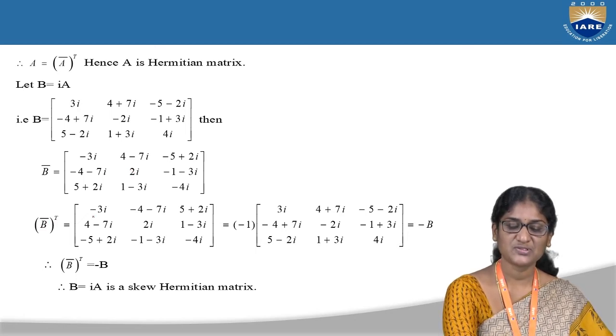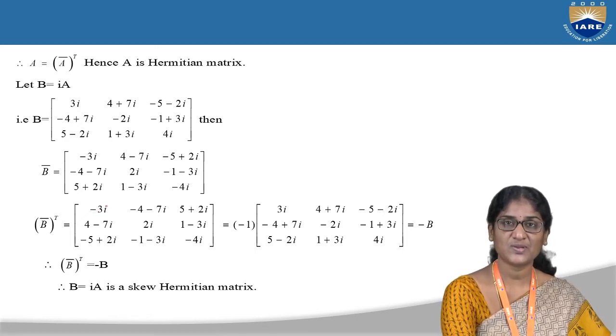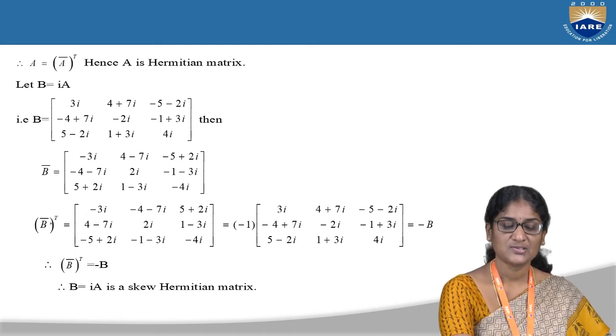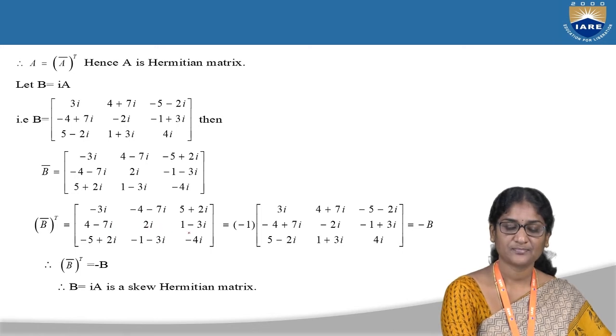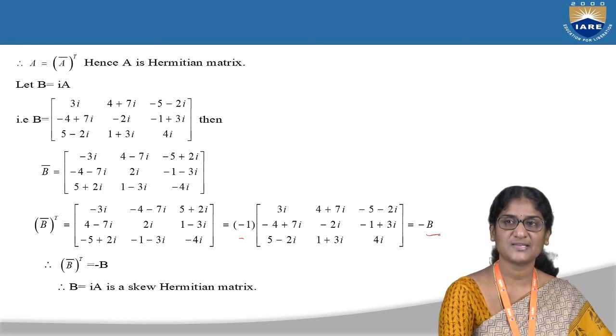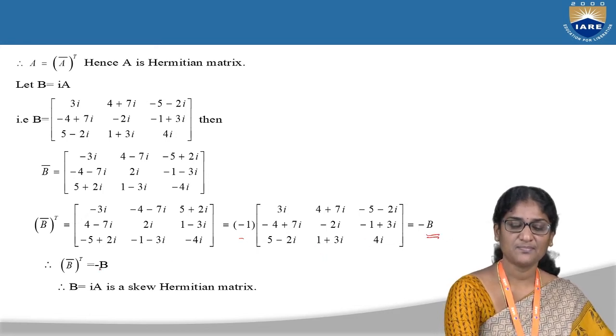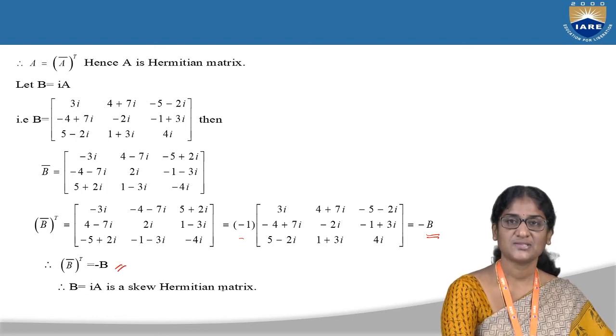So B bar transpose is equal to, what is B? B is nothing but the iA matrix, A multiplied with the imaginary number i. So B bar transpose is equal to minus 3i, minus 4 minus 7i, 5 plus 2i, 4 minus 7i, 2i, 1 minus 3i, minus 5 plus 2i, minus 1 minus 3i, minus 4i. If you take minus common from the matrix, you are going to get minus B. Since B bar transpose is equal to minus B, you can call B a skew Hermitian matrix.